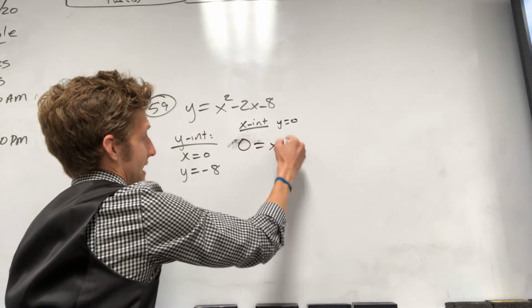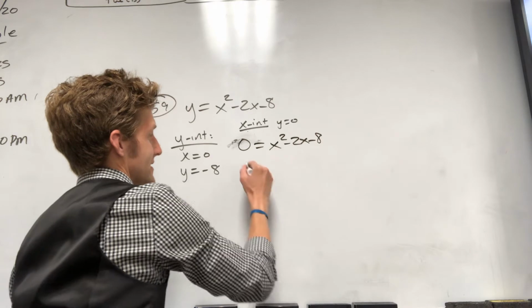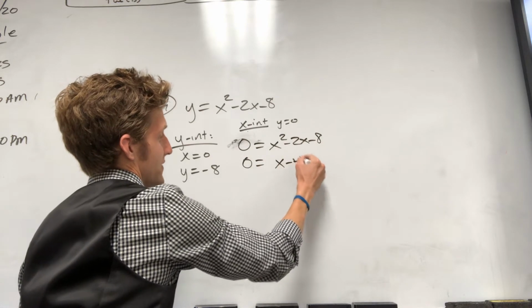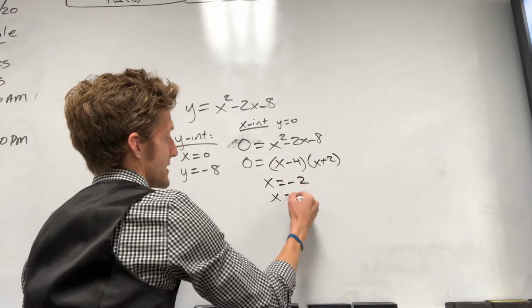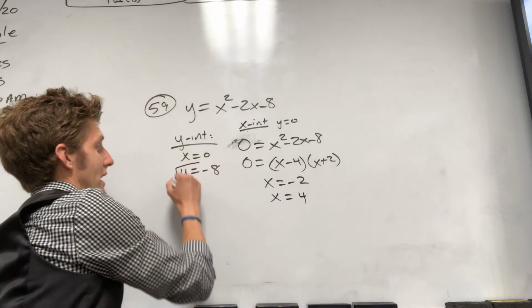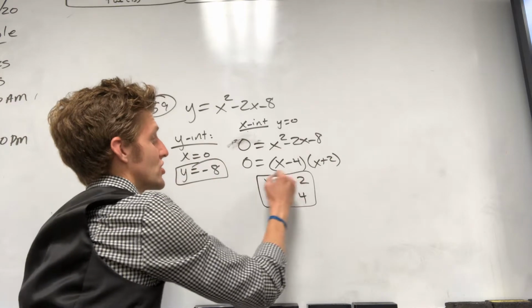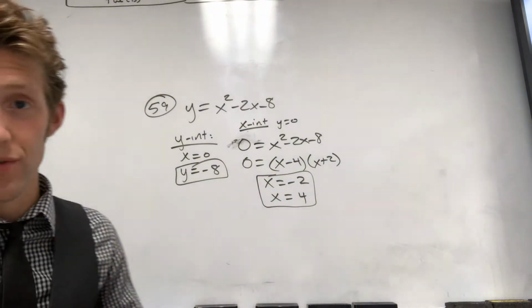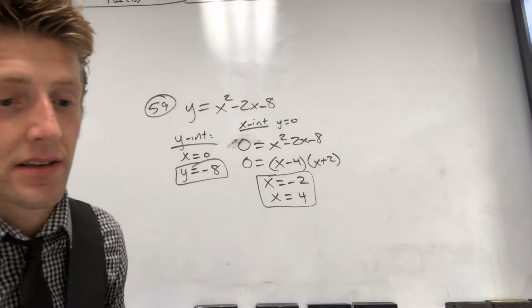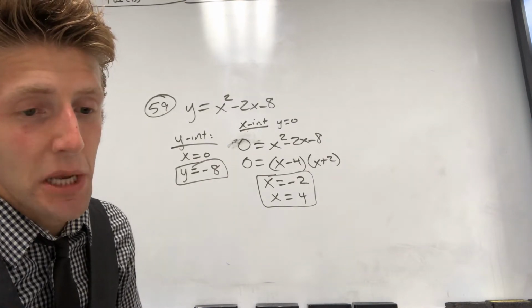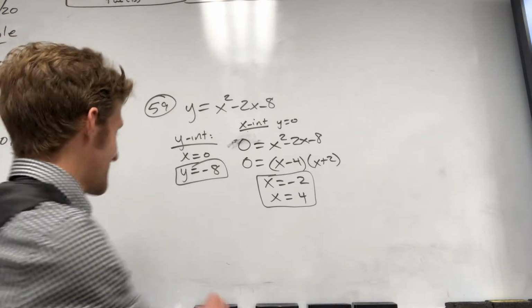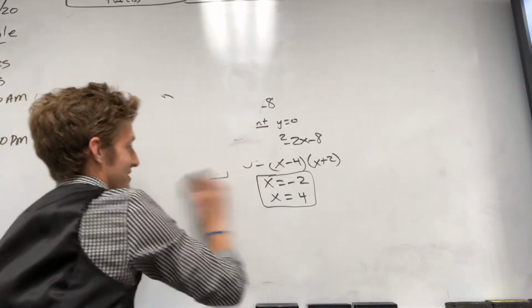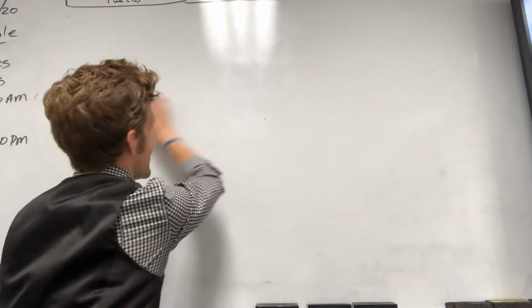So 0 is x squared minus 2x minus 8. 0 is x minus 4 times x plus 2. x equals negative 2, x equals 4. Y-intercept, x-intercepts. That's the U crossing the x-axis twice. All right, that is the answer for 59. This is a video, so you can pause it now if you need to, as I do 61. I don't need to wait for you to get that down, because you can pause it.